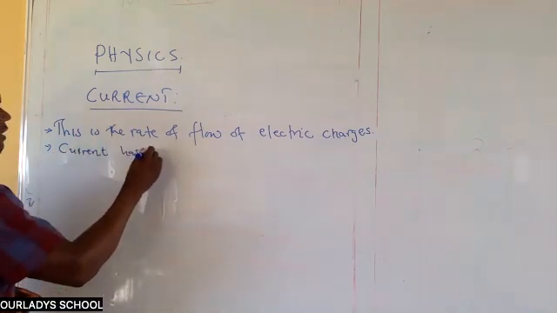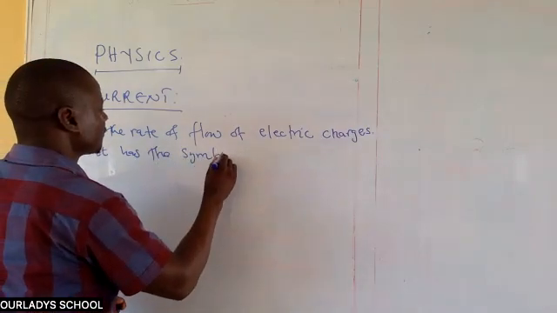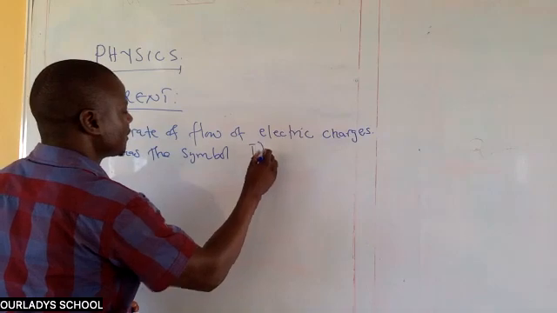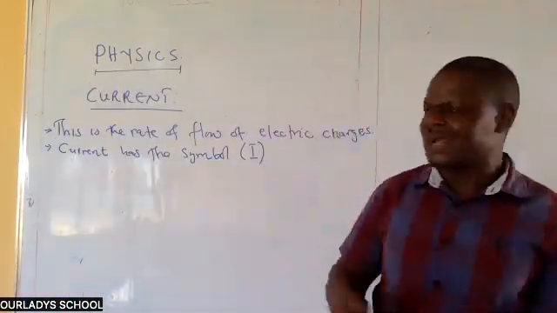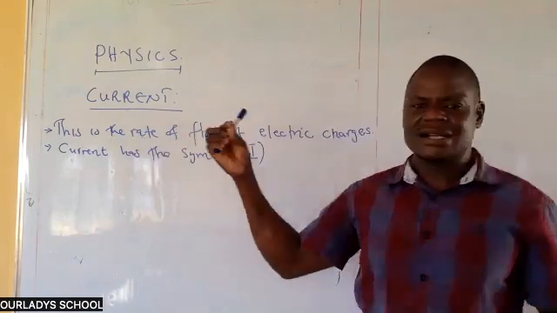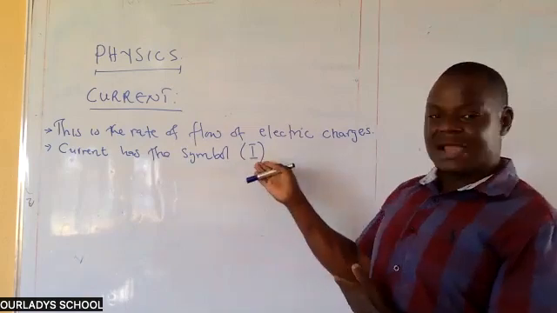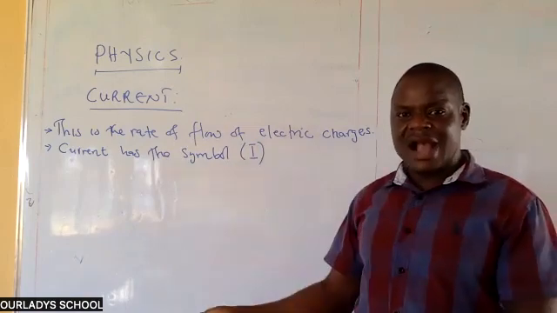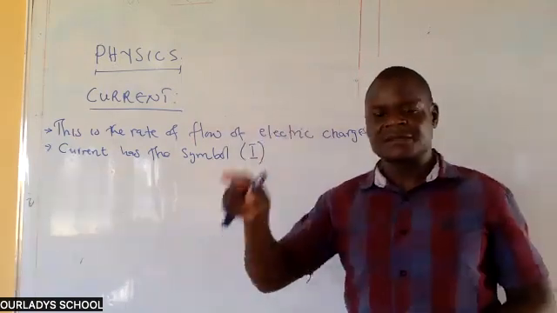Current has a symbol, capital I. But now you see, science, I know it's a bit confusing. One might wonder, in the entire word current, I is not there. But why is it that the symbol we're using is I, which is not even part of the letters making up the word current?